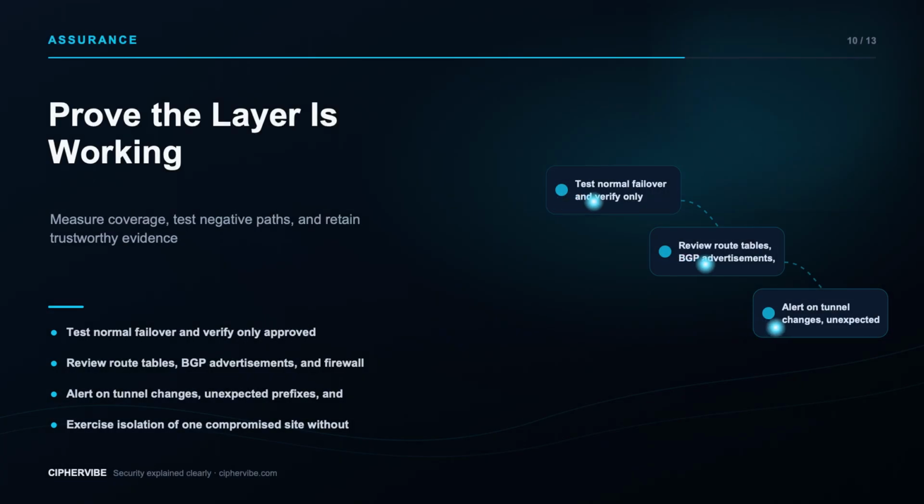A configuration screen is not assurance. Collect evidence that the intended control applies to the correct scope and that violations become visible. First, test normal failover and verify only approved prefixes remain reachable. Second, review route tables, BGP advertisements, and firewall policy together. Third, alert on tunnel changes, unexpected prefixes, and high-risk protocol use.